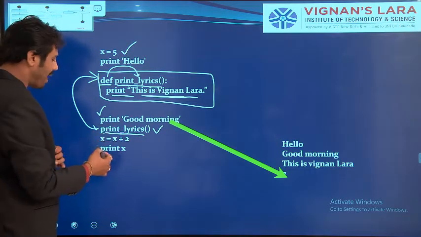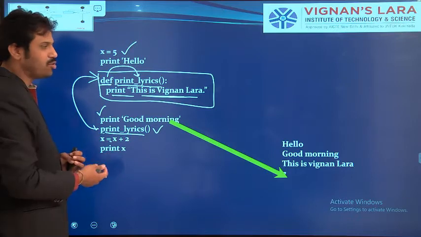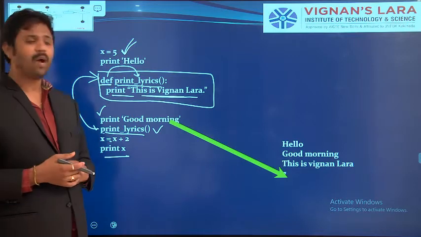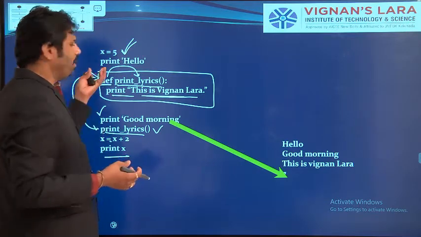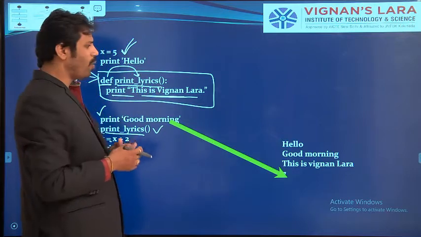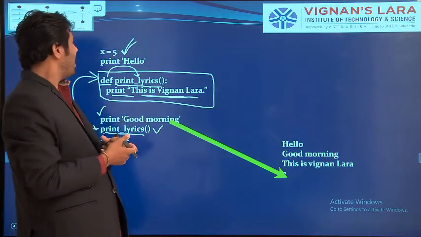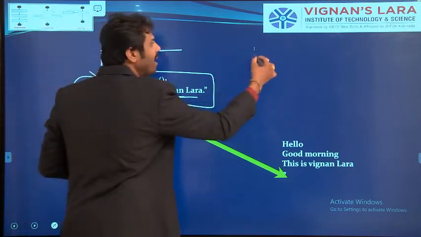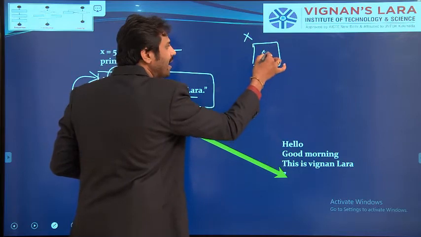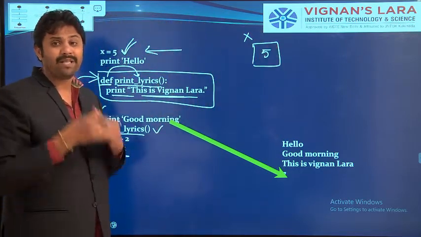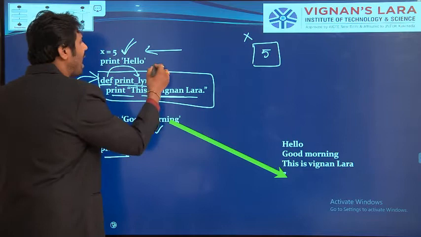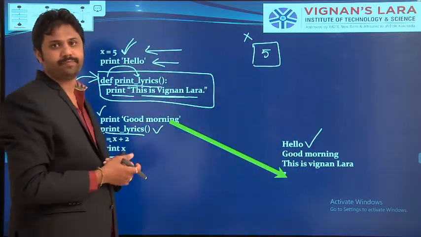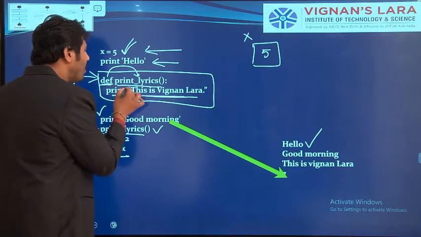After that I am writing a statement x equals x plus 2. I increment this x value and print the x value again. Okay, so let us see how the code executes. Let us take the first statement, x equals 5. Initially a variable is created and it contains 5. I am executing step by step. Print hello, yes, that is going to be printed in your output. Next, define print_lyrics.